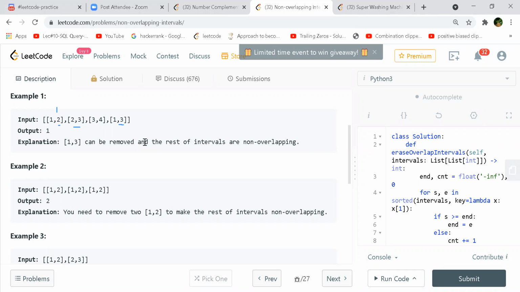Can I explain, Shashank? Yeah, go ahead. See, here we are sorting based on the ending point, where it ends. While traversing, if the next element's starting point is below the ending point, then we consider it overlapping, so that we can remove it. That is why we are sorting based on the ending point. But if we sort by the front value, what will happen?